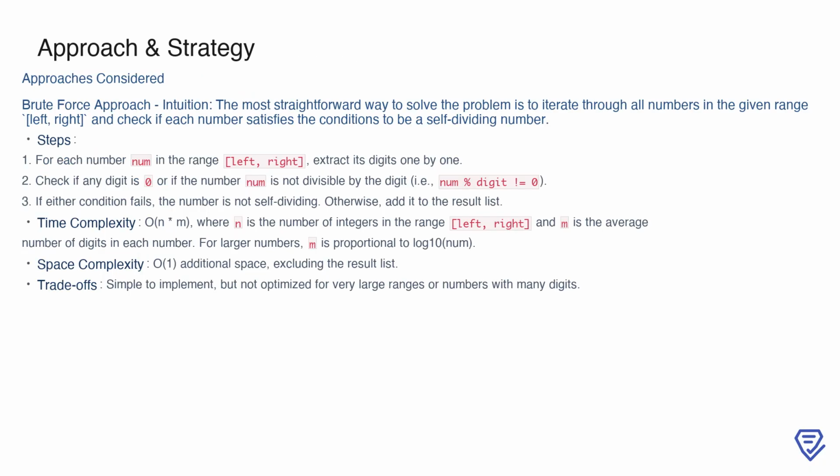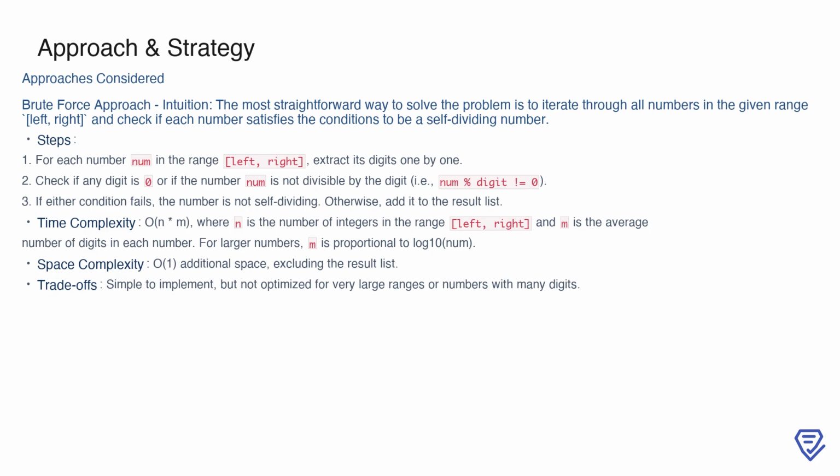To solve the self-dividing numbers problem, the brute force approach is the most straightforward method to start with. The intuition here is to simply check every number in the given range, left, right, to see if it meets the conditions of being self-dividing. This involves breaking down each number into its individual digits and verifying two key conditions: first, that no digit is 0, and second, that the original number is divisible by each of its digits without any remainder. If either of these checks fails, the number is not self-dividing and is skipped. Otherwise, it gets added to our result list.